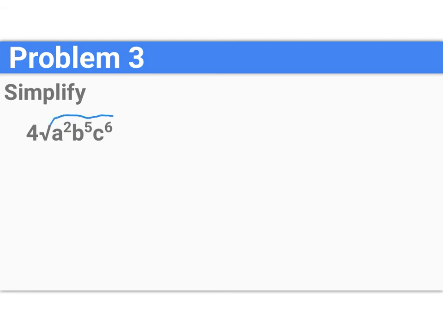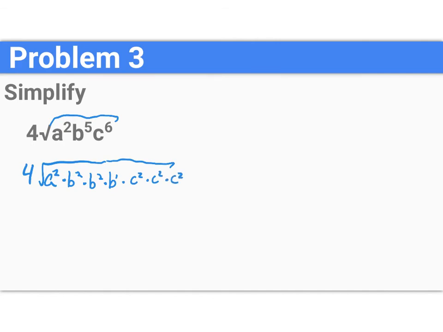Okay, 4 times the square root of a squared, b to the 5th, c to the 6th. Now, this looks a little complicated, but remember, we're looking for our squares. So watch how I break this down. 4 times a squared times b squared times b squared times b to the first. We know that when we multiply the same base, you add the exponents. So b to the fifth is b squared times b squared times b to the first power. And c to the sixth power is c squared times c squared times c squared.